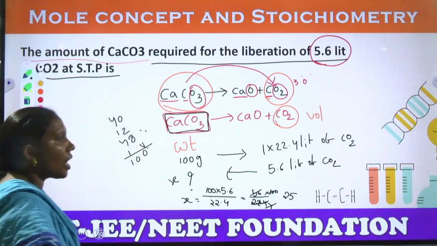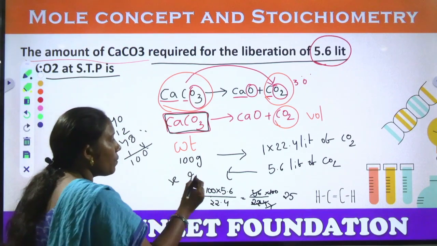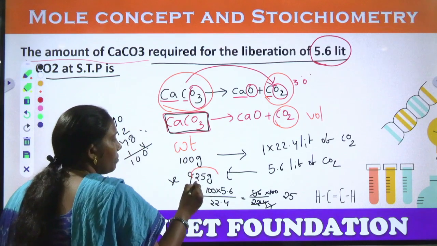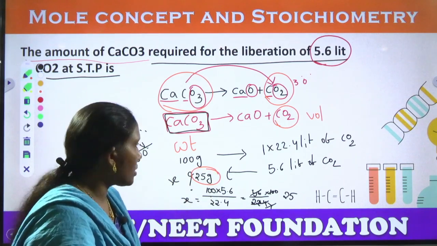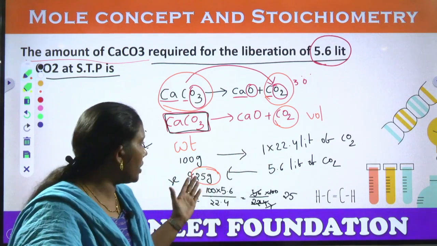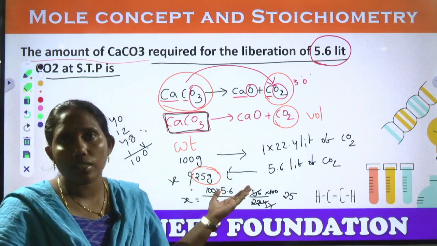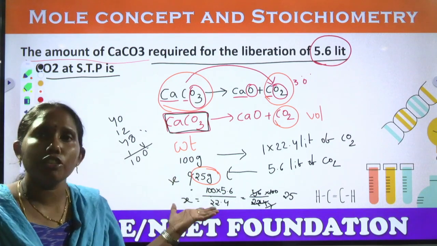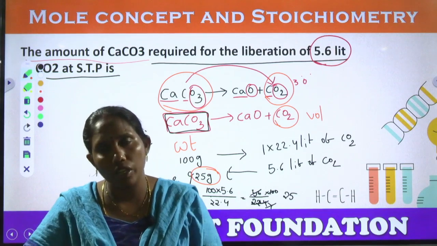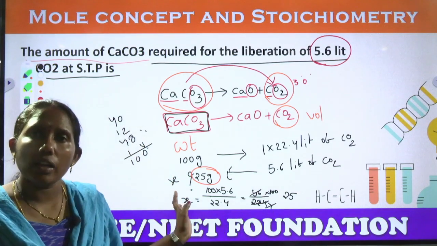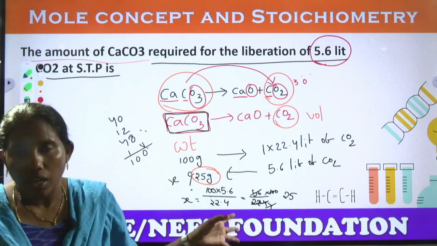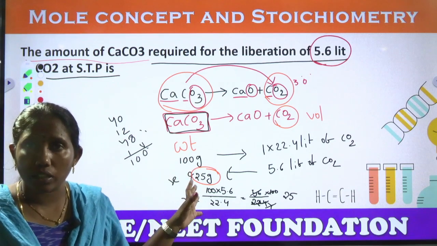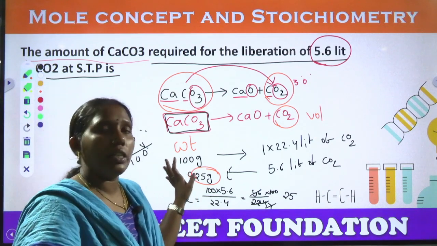So how many grams are required for 5.6 liters? 25 grams of CaCO3 is required for 5.6 liters. 100 grams gives 22.4 liters, and 25 grams gives 5.6 liters. 22.4 in fourth part is 5.6; like that, 100 in fourth part is 25. You can calculate it like that also. But the original procedure to calculate weight-volume relations is this. At STP first we consider the given values, and according to that we calculate. This is the weight-volume relationship calculation.